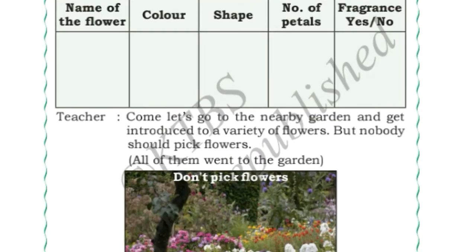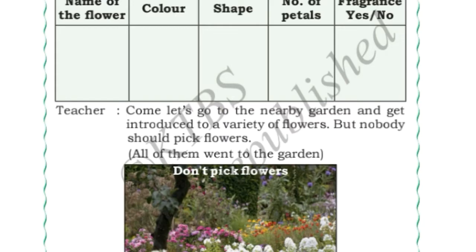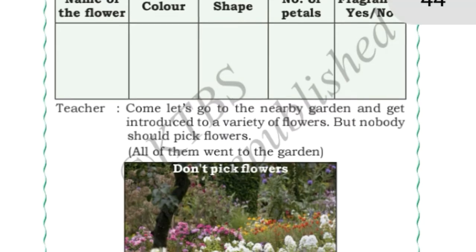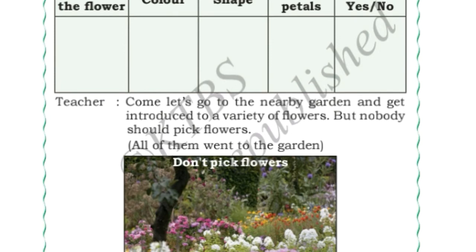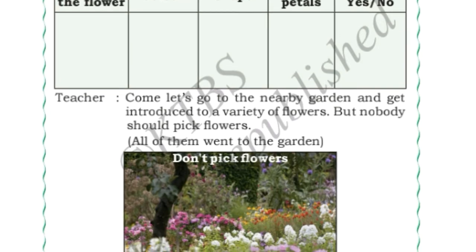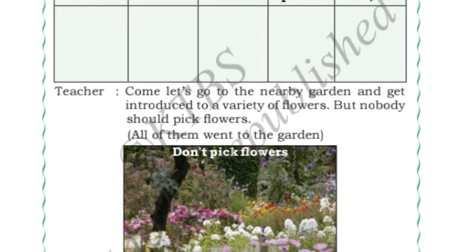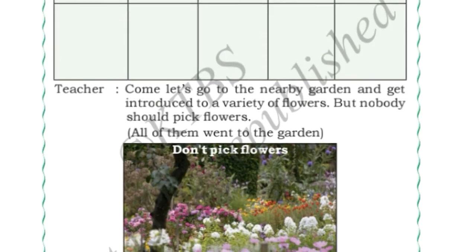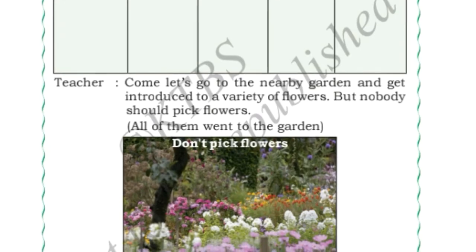Next, jasmine we will write. Color of the jasmine flower, white. Shape is round. Number of petals, 5 petals will be there in jasmine flowers, right? So we will write here 5. And fragrance, does jasmine flower have fragrance? Yes, jasmine flower has nice fragrance. So like this you can write for marigold, sunflower, whichever flowers are available near your locality you can write here.